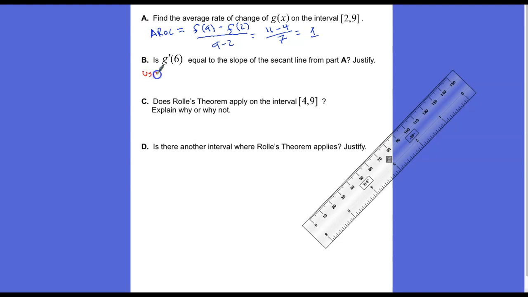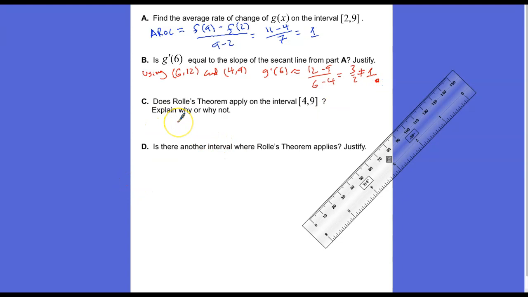Alright, so using 6, 12 and 4, 9, g prime of 6 is approximately 12 minus 9 over 6 minus 4, which is 3/2, which is not equal to 1.